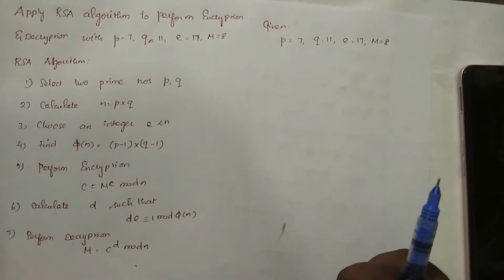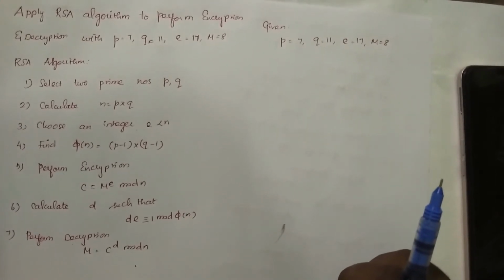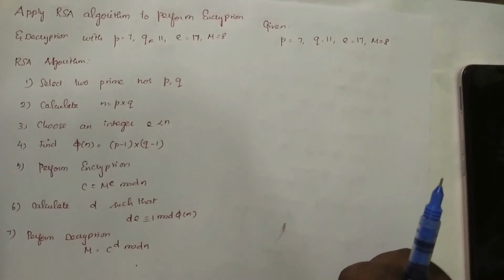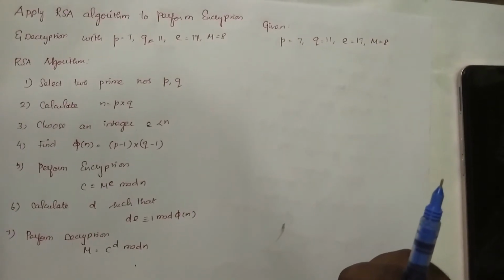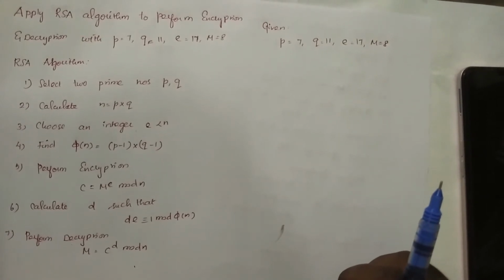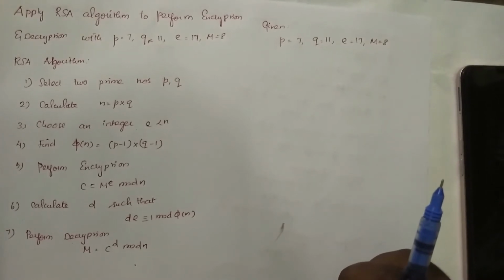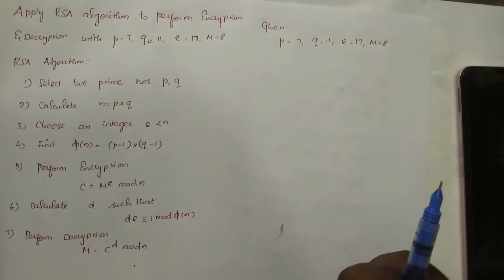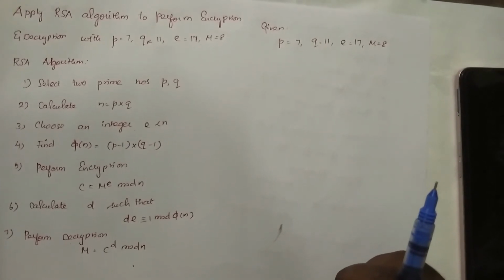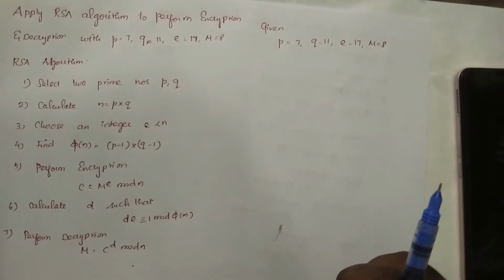The next step is to perform encryption. The formula is C equal to m power E mod n. Here m is the message, E is the selected integer, and n is the multiplication of P and Q. So C is the ciphertext. Then we have to calculate D so that we can perform decryption. D is an integer such that D into E is congruent to 1 mod phi of n. And finally we perform decryption to get the plain text, m equal to ciphertext power D mod n.